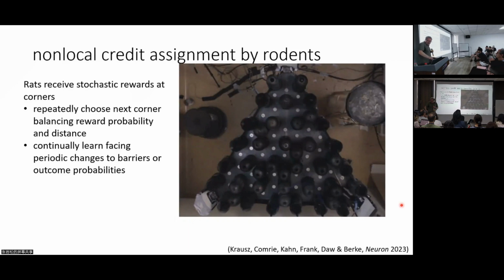These experiments were done by Tim Krause in Josh Burke's lab, and they're very similar to an experiment we saw yesterday from one of you in the student presentations. So these are experiments in which the animal has to learn routes to maximize reward. The environment is changing, so every once in a while they either move the blocks around to change the distances, or they reprogram the feeders to change the amounts of reward. And so the animals have to continually relearn what to do.